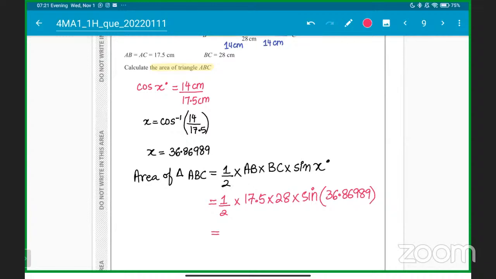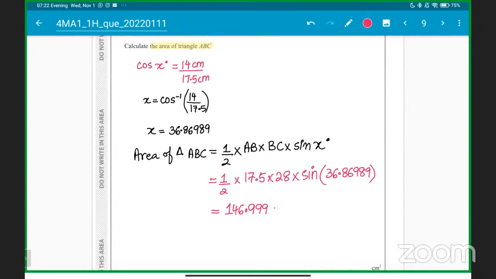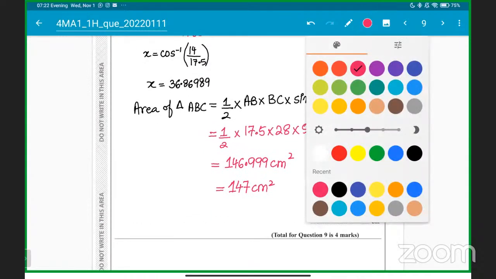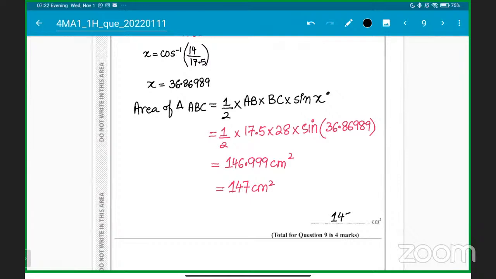Get the area. Can you repeat? Can't we just do 36.86989 times 28 divided by 2 to get the area? Hold on, I'll get back to that. First, let me complete this. It's coming 146.99 something. It's eventually clear that it is going to be 147 centimeters squared. So this is only one of the ways of doing this. I can explain other methods as well. What was your question?